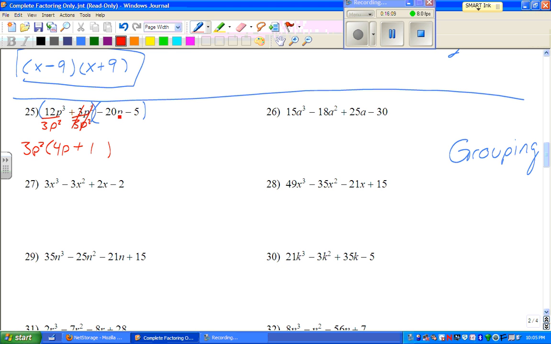Alright. The second group, negative 20p minus 5. Well, they're both negative, so what I'm going to do is I'm going to divide out both things by negative 5. So if I take out a negative 5, negative 20p divided by negative 5, this is 4p. Negative 5 divided by negative 5, same number, anything divided by itself is a positive 1. So again, your parentheses are matching, and you need them to match. If they don't match, something went wrong. So one of your answers is 4p plus 1. And then what's left over? We have 3p squared minus 5.